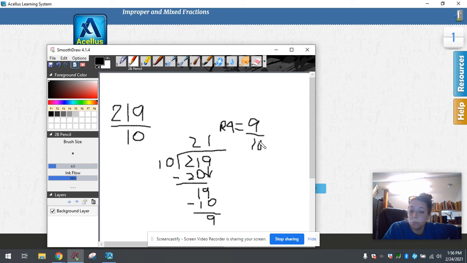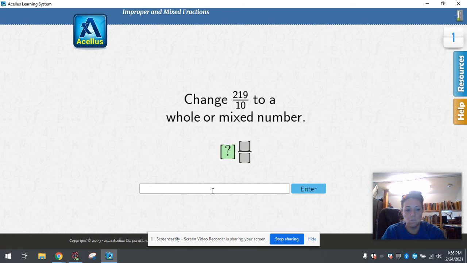Okay, so here's what we get. Going from an improper fraction to a mixed number, we get 21 and 9 tenths. 21 and 9 tenths.